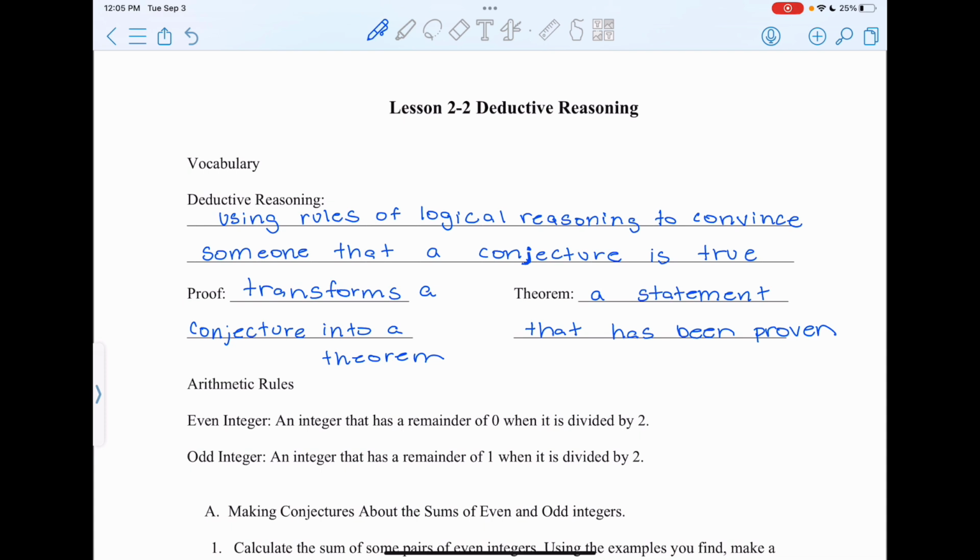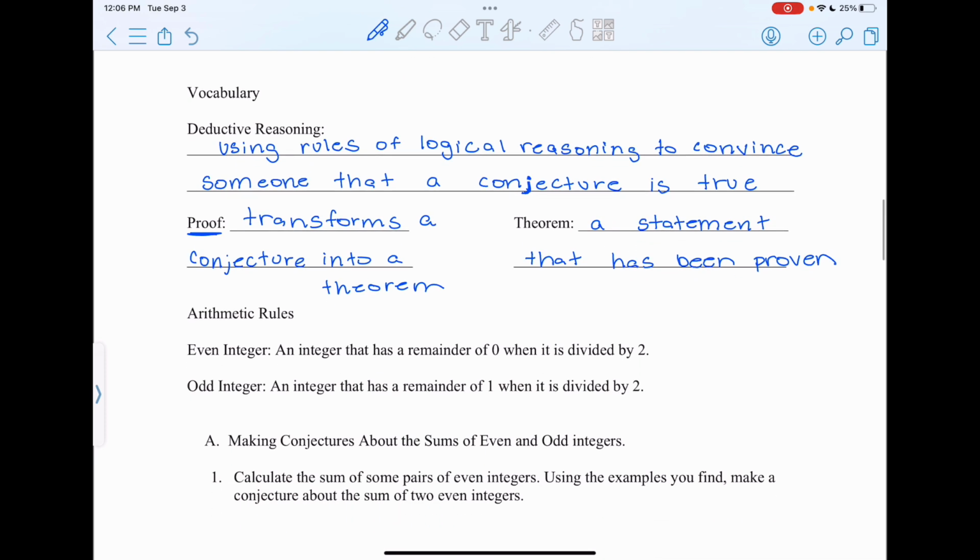That second part is deductive reasoning, actually using rules of logical reasoning and evidence to prove a conjecture is true. And so in order to prove a conjecture is true, we need a proof. We need a series of logical reasoning and evidence to transform a conjecture into a theorem, and that's called a proof. And then once a conjecture has been proven, it is called a theorem.